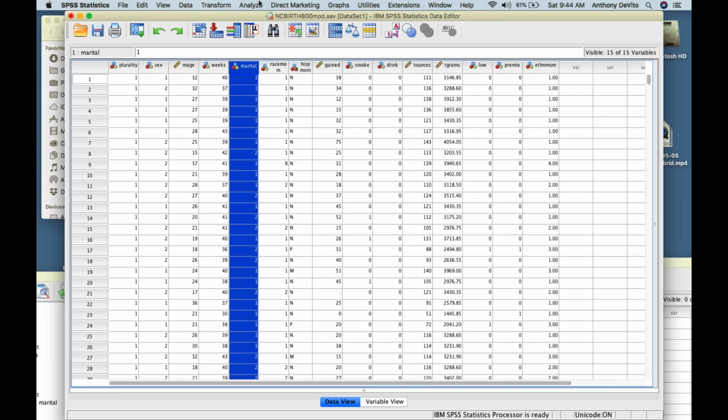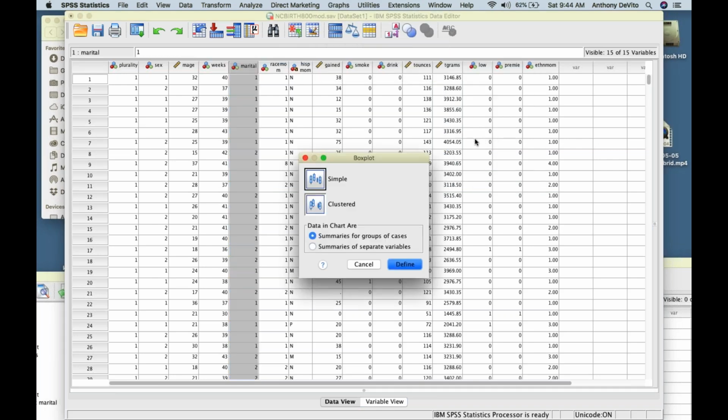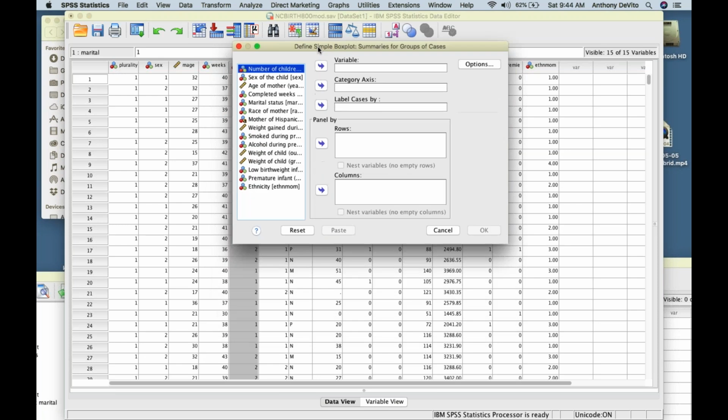So let's go to analyze. Actually, let's stick with our graphs. Again, I'm not used to going to legacy dialogues and doing this, but let's take a look at what we might have here. How about a box plot? Box plot seems very familiar with this kind of analysis, doesn't it? Because we're looking at two different groups, married women versus unmarried women, and we want to see the comparative distribution of the values for weight gain. For instance, the median weight gain for these two groups to see if there's a difference. As it happens, a box plot uses median rather than mean.